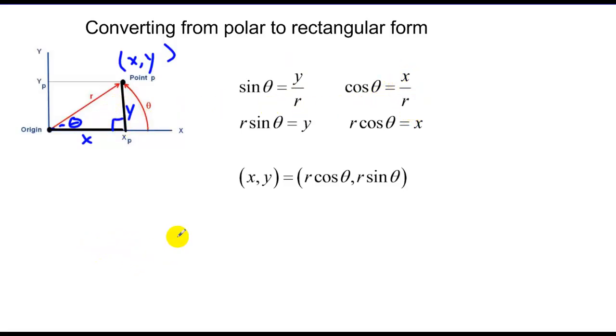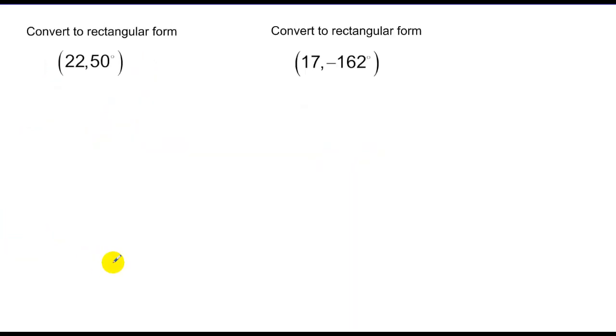With a little multiplication, we multiply our r values to the other side, and we get r sine theta is equal to y, and our cosine theta is equal to x. So if we want an xy coordinate from an r theta coordinate, we basically take r cosine theta for x and r sine theta for y. So let's convert a couple of points.